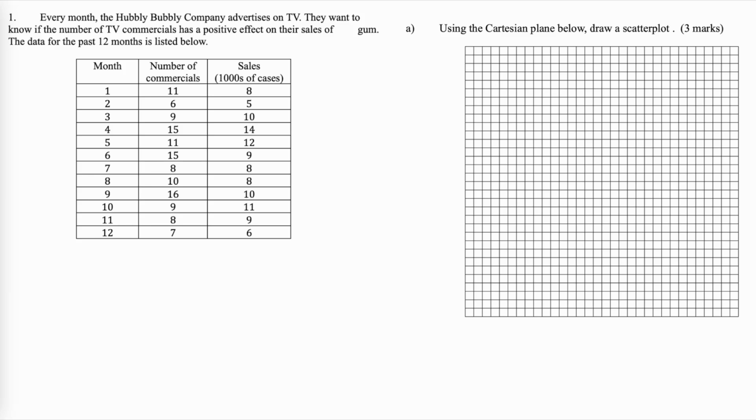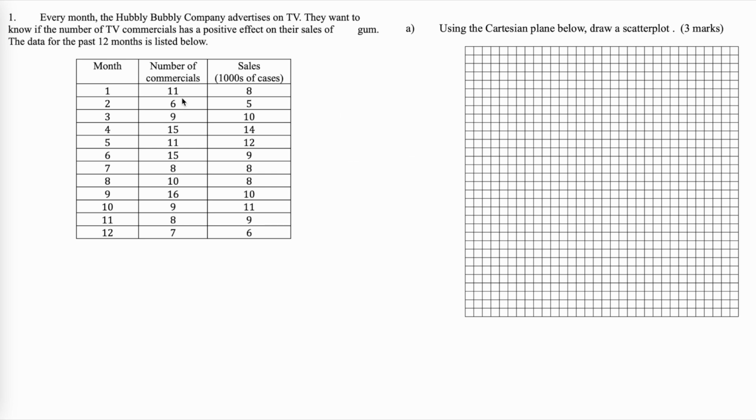Question number 1 again. Every month, the Hubbly Bubbly company advertises on TV. They want to know if the number of TV commercials has a positive effect on their sales of gum. The data for the past 12 months is listed below. A. Using the Cartesian plane below, draw a scatter plot for 3 marks.